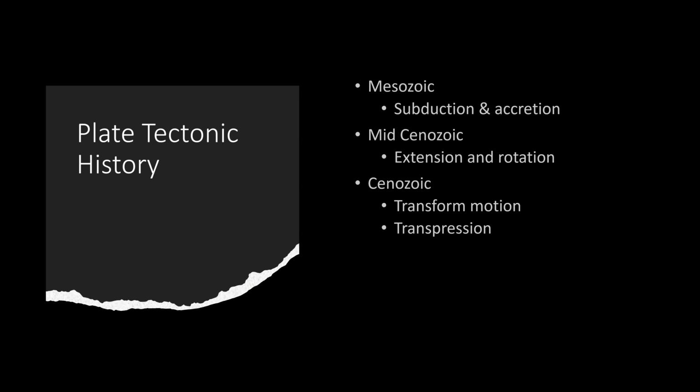So the plate tectonic history, just briefly: in the Mesozoic, we saw a lot of subduction and accretion. We've talked a lot about that already with Klamath this week. Then in the mid-Cenozoic, we saw extension and rotation. And then in the Cenozoic, we saw transform motion and transpression. We're going to focus on that a little bit.